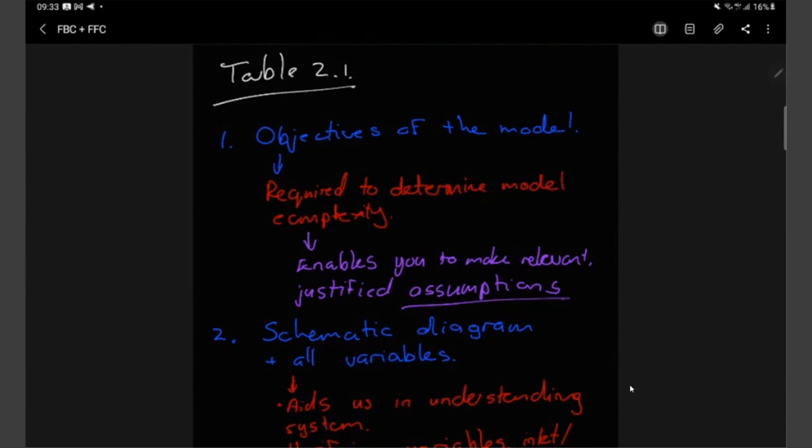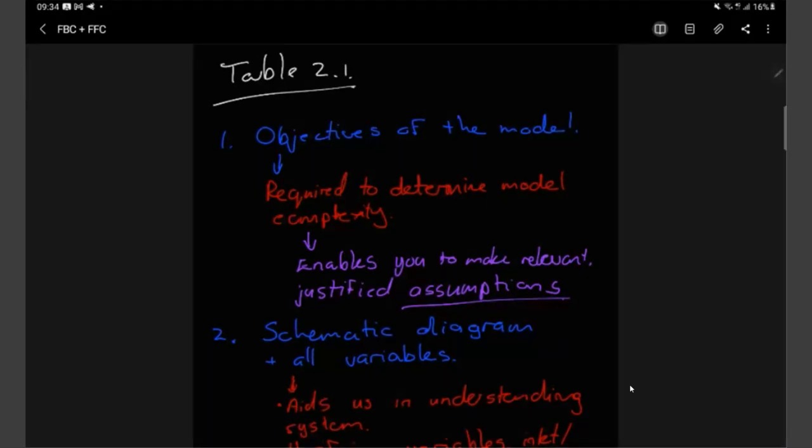I think I did spend a lot of time on this, but we need to understand what the objective is so that we can determine the model complexity. Without knowing the model complexity, we aren't sure what assumptions we can make. If we don't know what assumptions we can make, we obviously can't simplify that model. And if we make the incorrect assumptions, then obviously we are removing some of the important parts of that model. Not making any assumptions, we're obviously overcomplicating the system, and therefore it is extremely important to know what the objective of that model is.